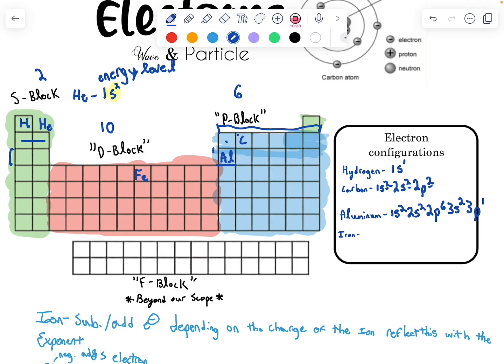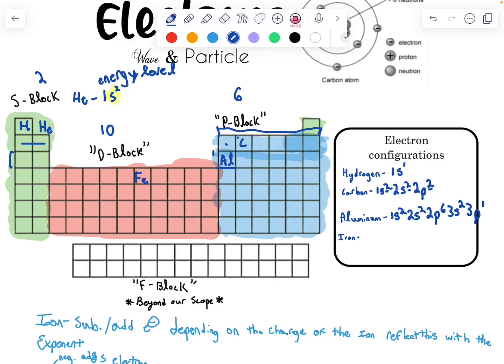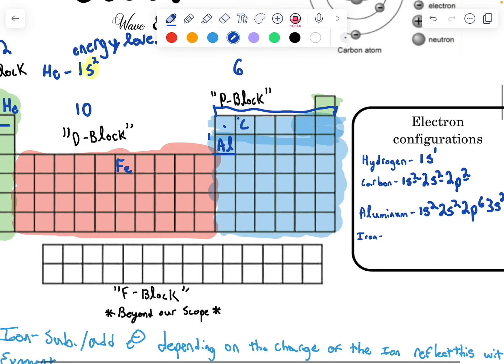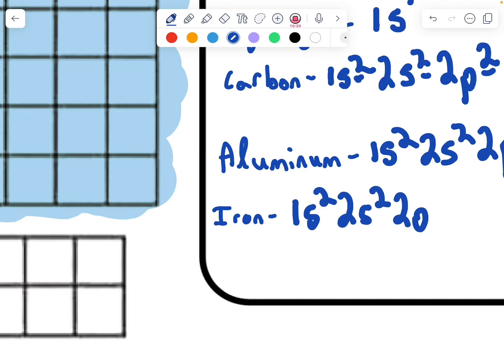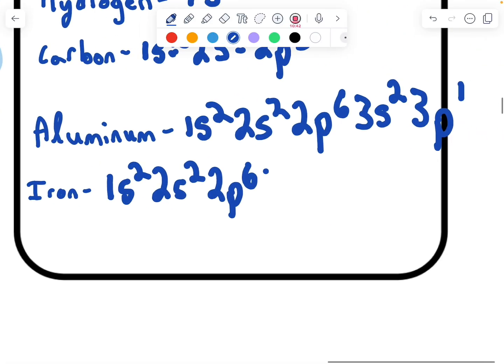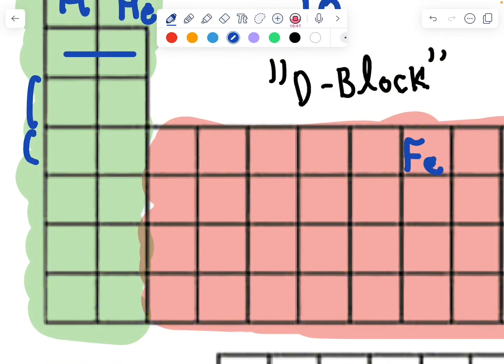noble gas notation, which I'll teach shortly, but let's just write the full one out. So we have 1s2, 2s2, 2p6, 3s2, 3p6, because now we're going into the 4th energy level. We have 4, now we're in the 4th, so we have 4s2.